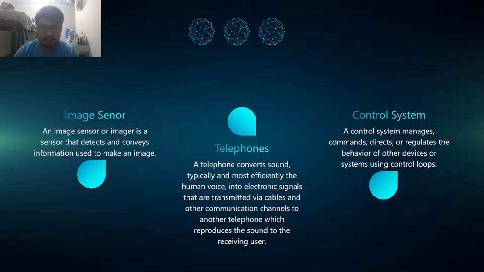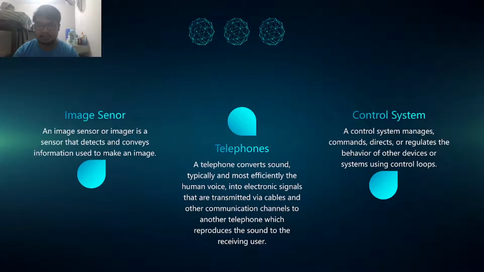So for the next one is telephones. A telephone converts sound, typically and most efficiently the human voice, into electronic signals that are transmitted via cables and other communication channels to another telephone, which reproduces the sound to the receiving user.